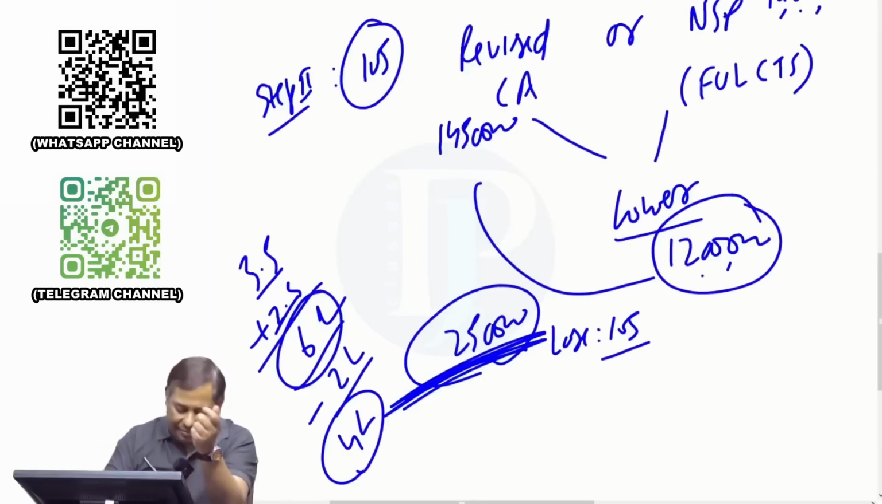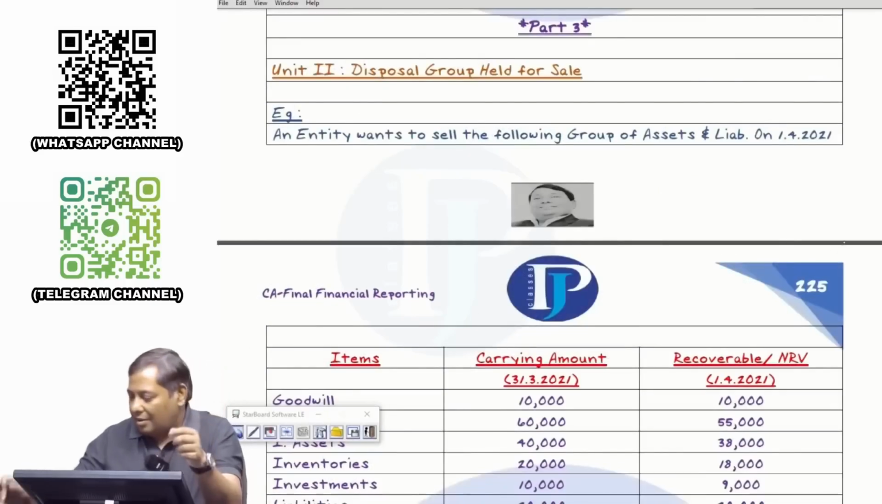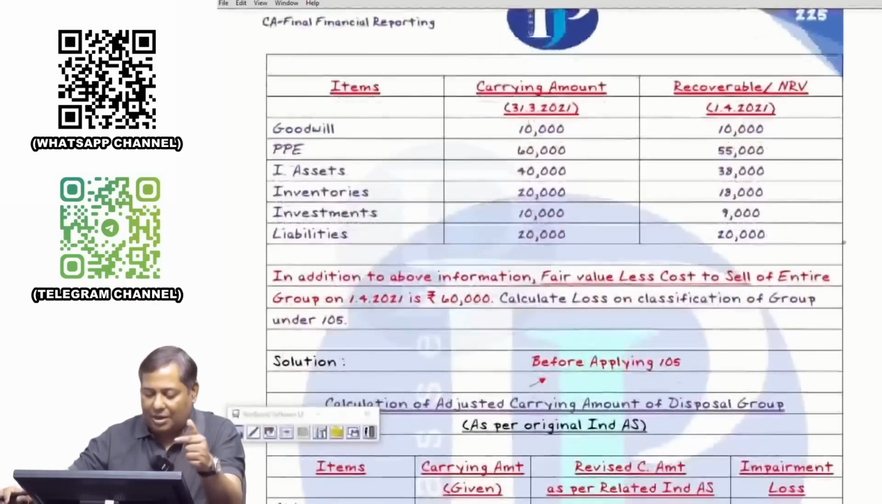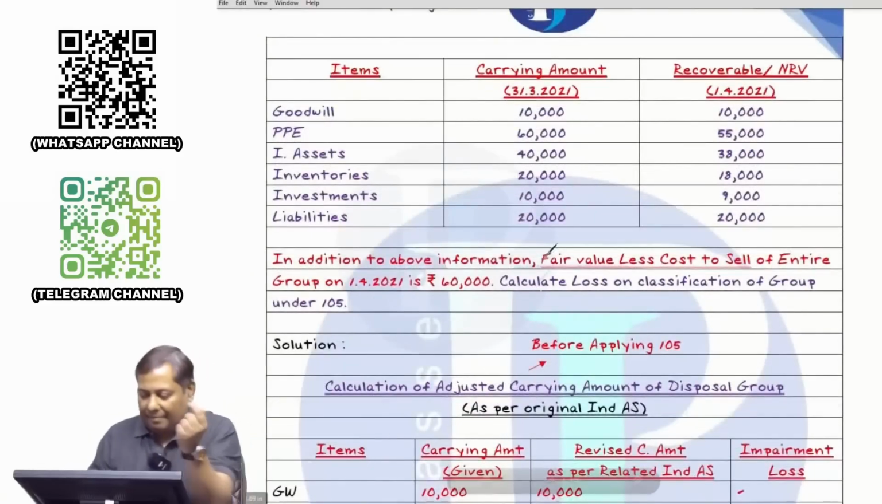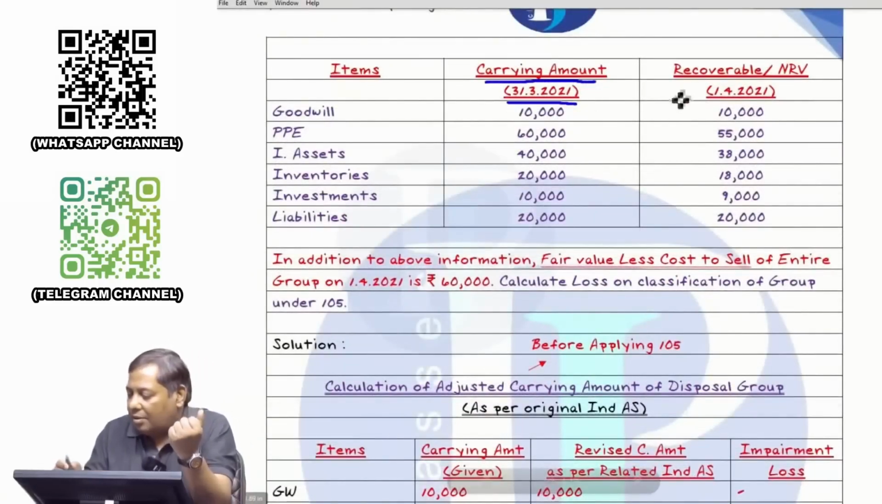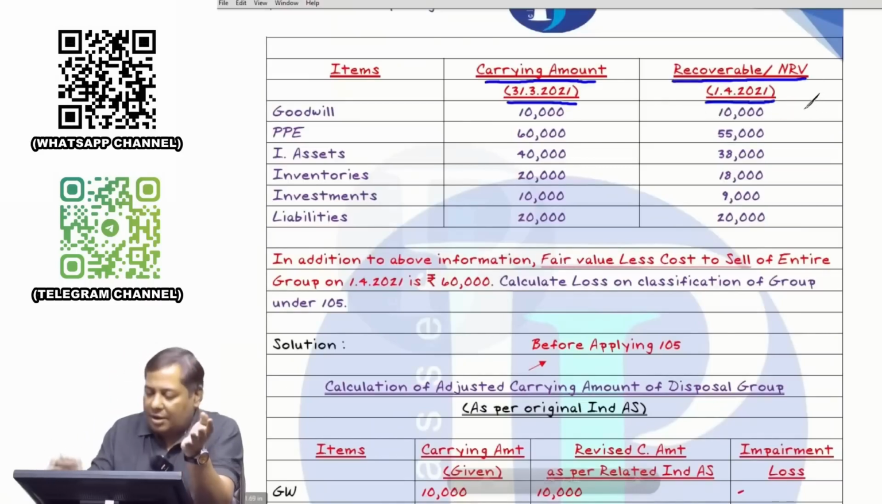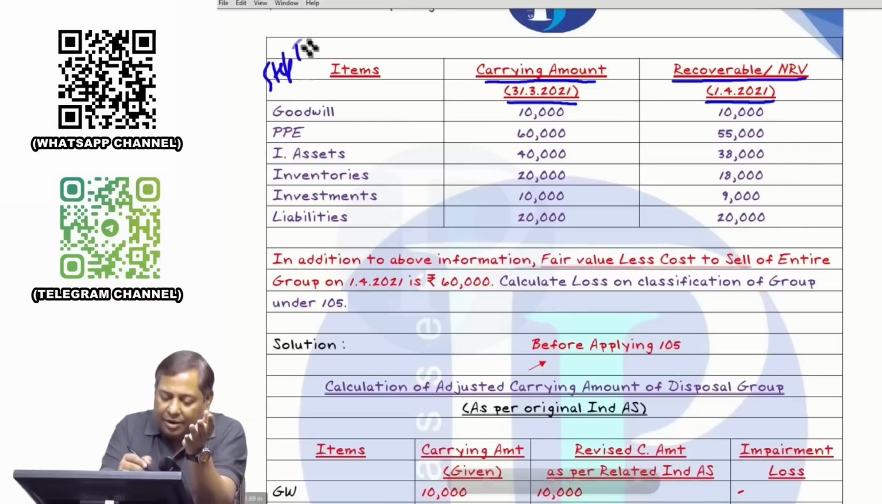This process was taught to you in the class. About disposal group, I will show you an example which I took in class. This is an example from the class. This is the carrying amount of 31st March. And these are our recoverable amount and NRV for the 1st of April. This is our first step. This is step 1 now.